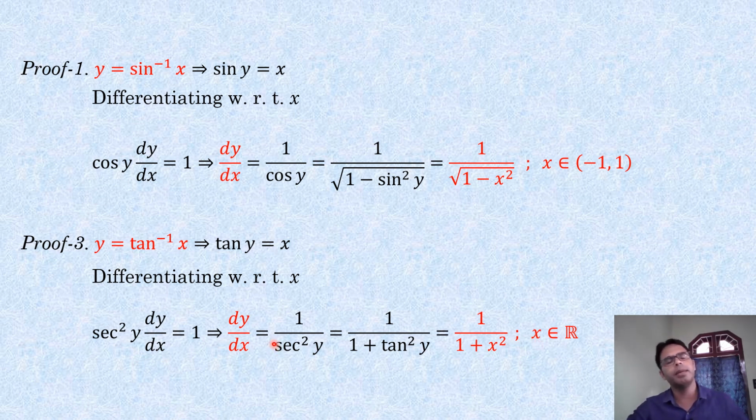So you can find the derivative of cot inverse x. Let y be cot inverse x, then cot y is equal to x. The derivative of cot y is minus cosec square y, so minus cosec square y dy/dx equal to 1, so dy/dx will be equal to minus 1 by cosec square y. Cosec square y is written as 1 plus cot square y, and in place of cot you write x, that will be the result for cot inverse x.